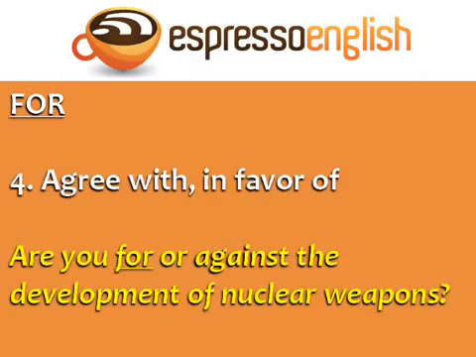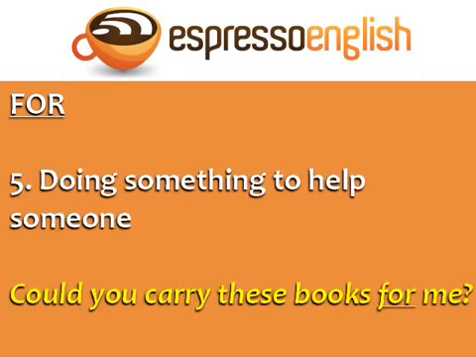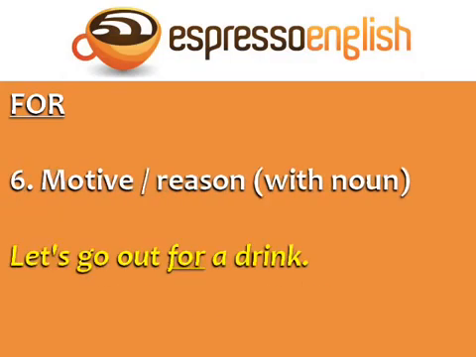For also means you agree with something or you are in favor of it. For example, are you for or against the development of nuclear weapons? Use for when doing something to help someone. Could you carry these books for me? Finally, use for in the case of a motive or a reason with a noun. Let's go out for a drink.